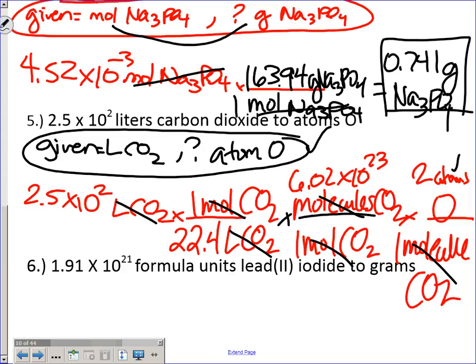So let's calculate across the board. Use your parentheses as needed. I'm going to get to this last one in a second, and then I think we'll be okay. So you're doing 2.5 times 10 to the second, divided by 22.4, times parentheses 6.02 times 10 to the 23rd, times 2.